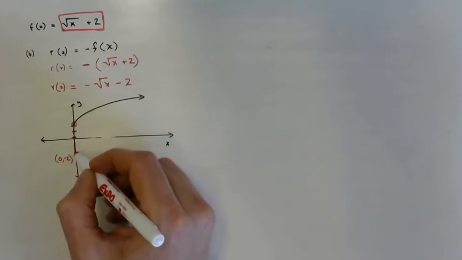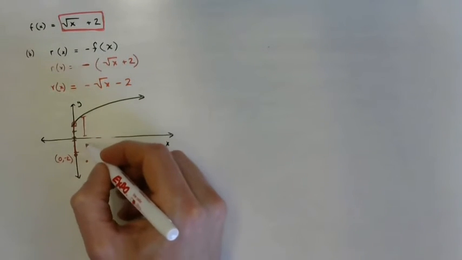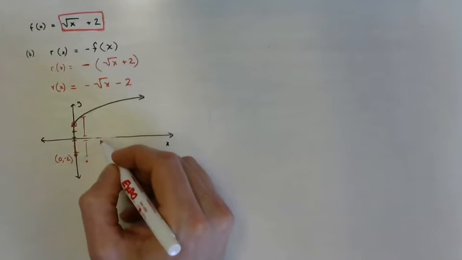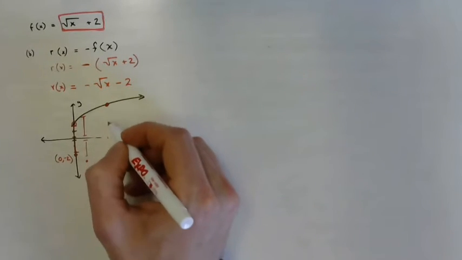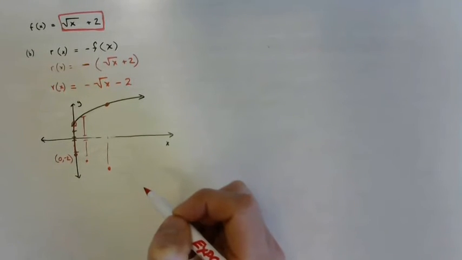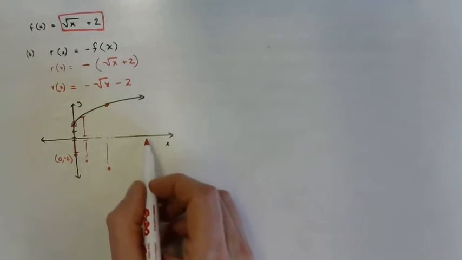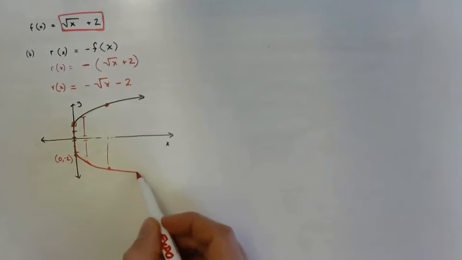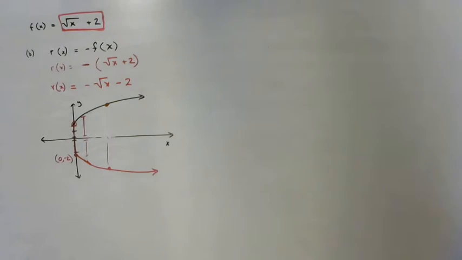The distance between this point and the x-axis is 2. The distance between this point and the x-axis is 3, and the same for the other. Then as you move along and get to an x value of 4 with a key point of (4, 4), we're going to have a key point of (4, negative 4). And a key point of (9, 5) turns into an image point of (9, negative 5). And what you end up having is the exact same shape reflected over the x-axis.